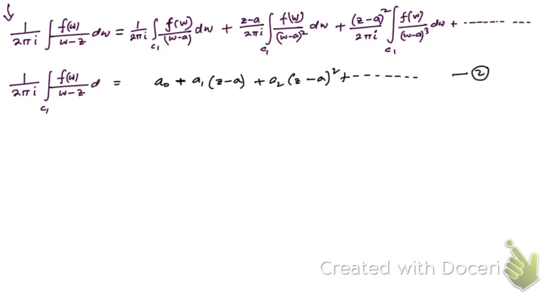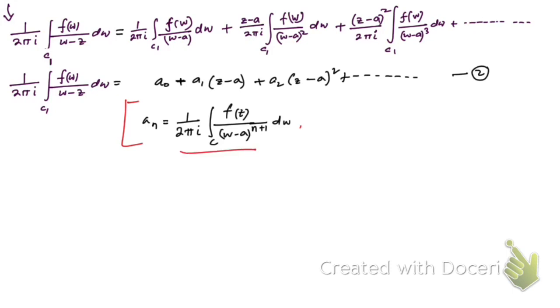Sorry, this is along c1, right? Let us take this as equation number 2. So here you see this an, we can write an is equal to integration this, right? I have already mentioned earlier that the value of an is equal to this, where n is equal to 0, 1, 2, 3 and so on.